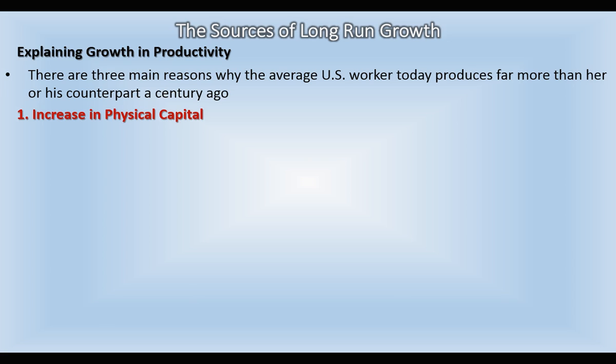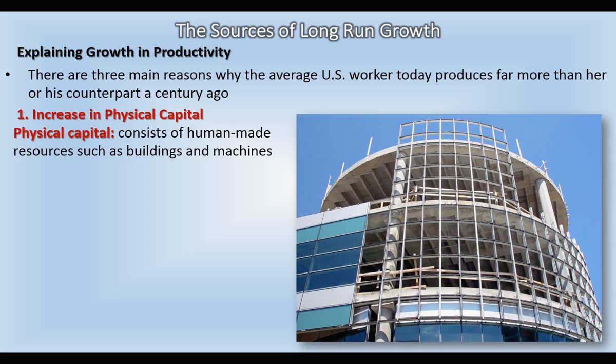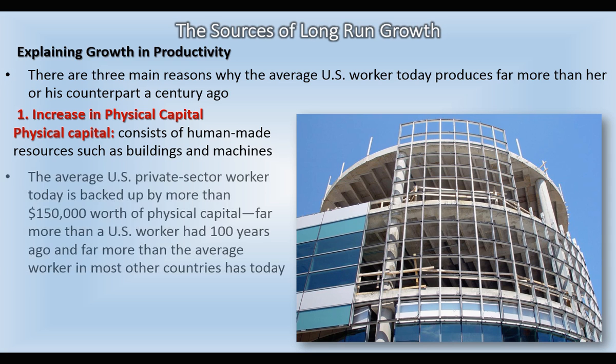So the increase in physical capital is an increase in one of these factors of production that are rented to the firms, and it is one of the reasons why we have increased labor productivity, which again is an increase in productivity. That's just the way we say it, and it is the main reason why there are differences in growth rate across countries. So physical capital consists of human-made resources such as buildings and machines. The average U.S. private sector worker today is backed up by more than $150,000 worth of physical capital, far more than a U.S. worker had 100 years ago, and far more than the average worker in most countries today.